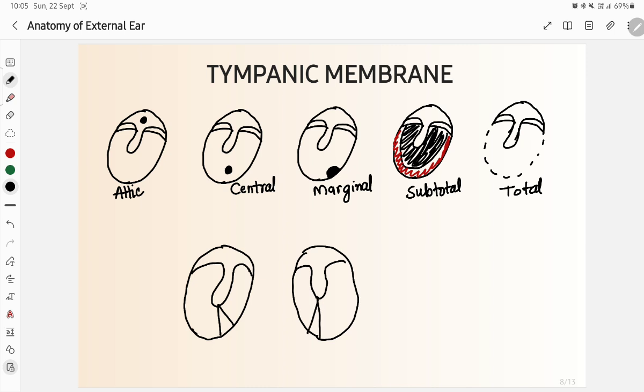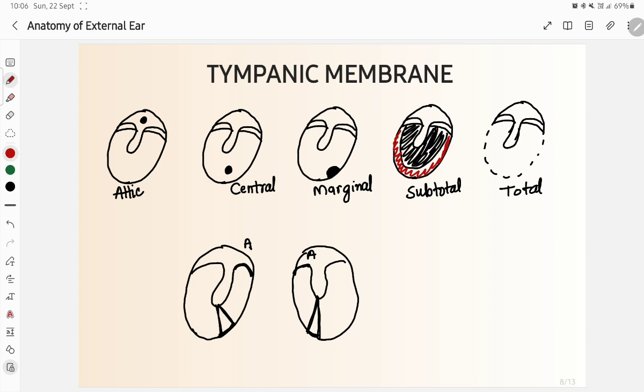Are both these diagrams correct? They are. Look at this diagram, the first one. This one is the smaller malleolar fold, isn't it? So it is the anterior side. So cone of light is present in the anterior inferior quadrant. It is the correct diagram. In this one, this is the shorter malleolar fold. This is the anterior side and the cone of light is present in the anterior inferior quadrant. So it is also correct.